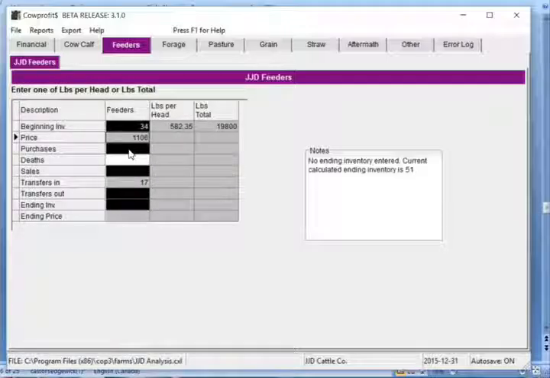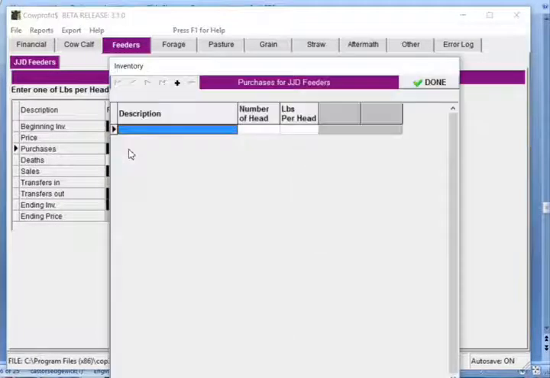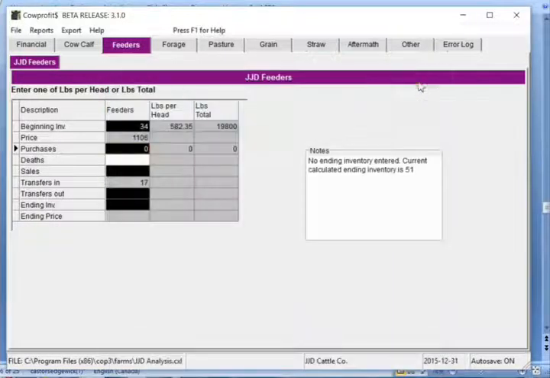Purchases, in this case there weren't any purchases, but if there were, we double click and we would get another screen where we can enter purchases. Deaths, in this case I believe there was one death.